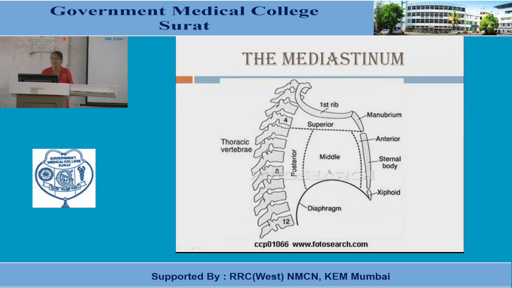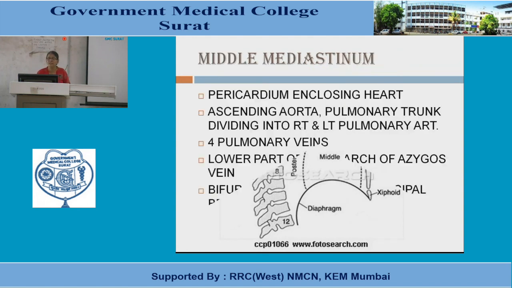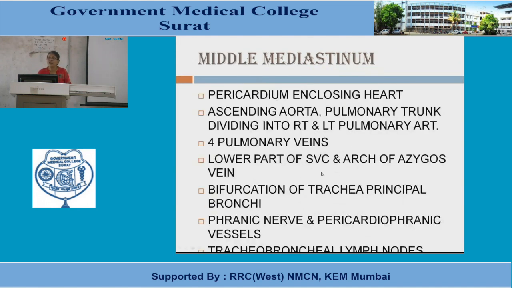Contents: you can see the main content is the heart and pericardium. The pericardium encloses the heart, and inside the pericardium there are other structures: the ascending aorta, and the pulmonary trunk dividing into the right and left pulmonary arteries. I told you the ascending aorta is a content of the middle mediastinum, the arch of the aorta is a content of the superior mediastinum, and the descending thoracic aorta is a content of the posterior mediastinum. So all three parts of the aorta are contents of three different parts of the mediastinum.